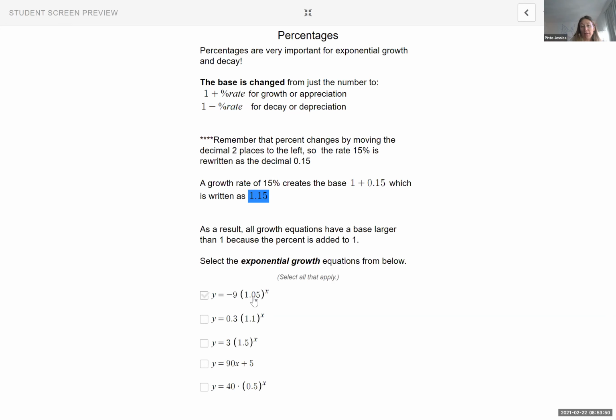And so here I've got 1.05. That would be an example of 5% growth. 1.1, so that's 1.10, that'd be an example of 10% growth. 1.5, that would be an example of 50% growth. 90x, that's linear, and 0.5, that is 50% decay. And so that's very interesting. We want to select those top 3, those ones that are larger than 1, because they're exponential growth.